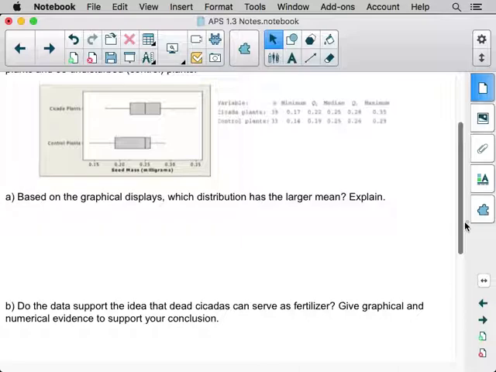So we don't know exactly what the mean is. This one is being pulled which direction? Left. So this mean is smaller. And where's this one going to get pulled? Right? It's going to get pulled higher. So which group has the higher mean? The one with the cicadas, okay? The cicada group had a higher mean than the control group.